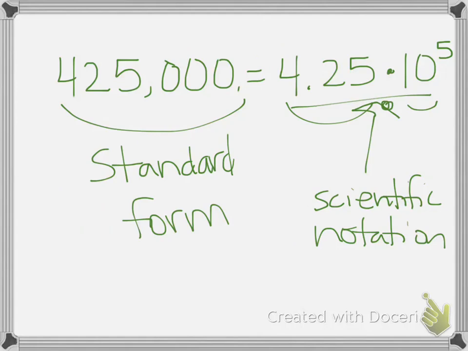Now, here's the deal with the decimal. The decimal always needs to be greater than or equal to 1, but it needs to be less than 10. It has to be less than 10. So, you can't have your decimal be like 10.52. So I always like to tell kids, if you think about it, you need to only have one digit to the left of your decimal. Only one digit right there.